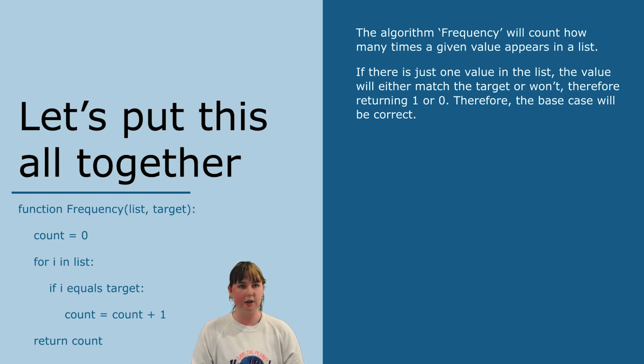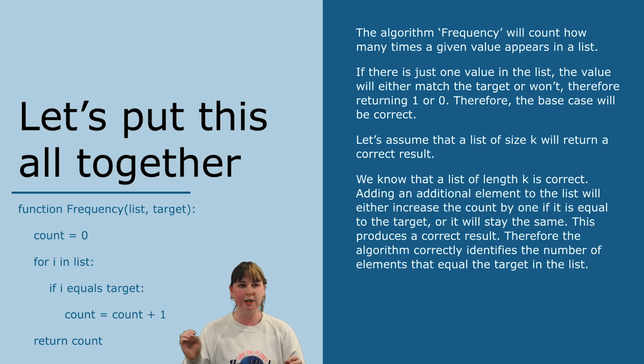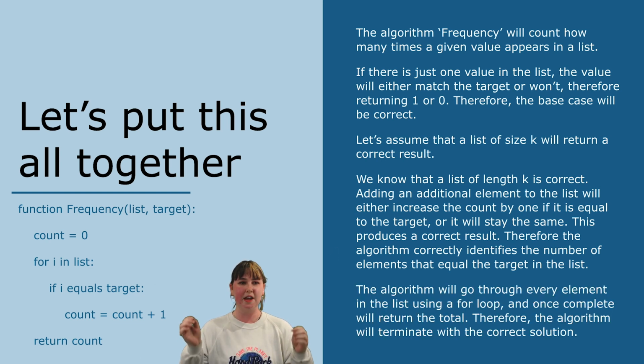Let's assume that a list of size K will return a correct result. Since we know that a list of size K is correct, adding an additional element to the list will either increase the count by 1 if it is equal to the target, or it will stay the same, and this produces a correct result. Therefore, the algorithm correctly identifies the number of elements that are equal to the target in the list. And finally, we know that it will go through every element in the list using a for loop, and once complete, it will return the total. Therefore, the algorithm will terminate with the correct solution. And this is our proof for the function frequency.